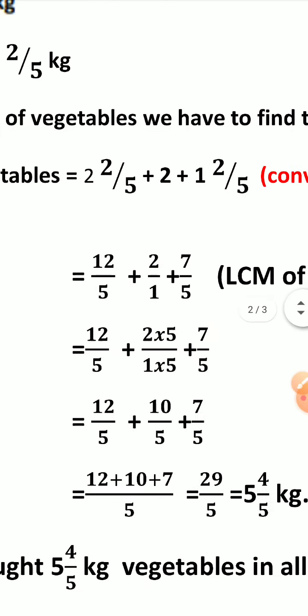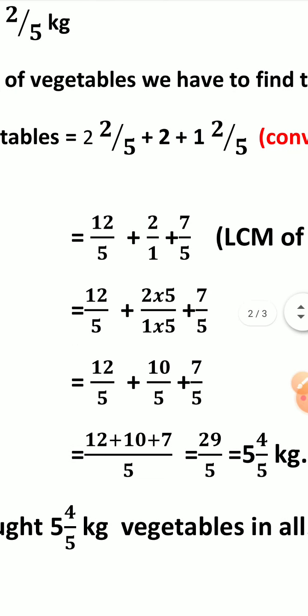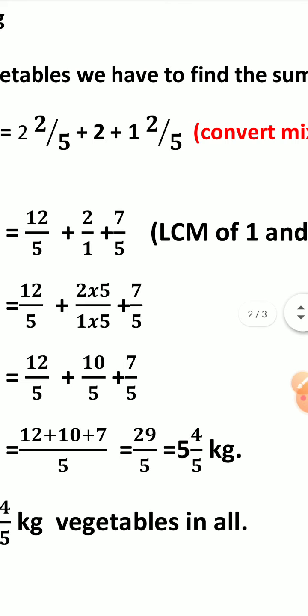So now this is like fraction. Now add it. 12 plus 10 plus 7. 12 plus 10 is 22 plus 7 is 29 by 5. Now convert into mixed number. Just on the rough side divide this 29 by 5. 5 fives are 25. So 5 is the whole number, and then 29 minus 25 is 4.